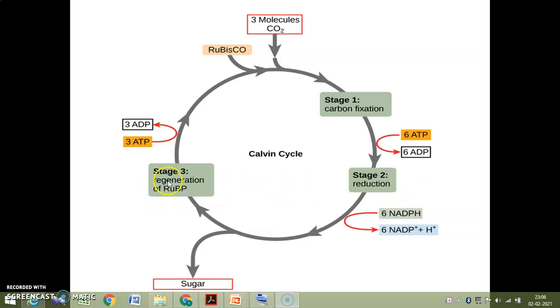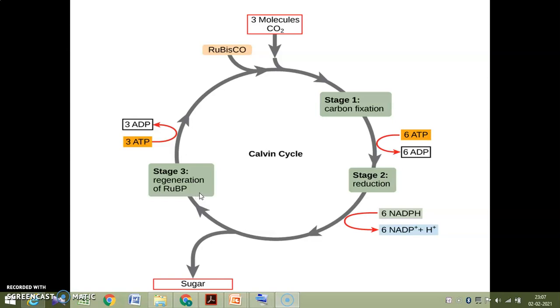Okay, the next one, regeneration of RuBP. Again, regeneration of the carbon dioxide acceptor molecule RuBP is crucial if the cycle is to continue uninterrupted. The regeneration step requires 1 ATP for phosphorylation to form RuBP. Hence, for every carbon dioxide molecule entering the Calvin cycle, 3 molecules of ATP and 2 NADPH are required. So it is probably to meet this difference in the number of ATP and NADPH used in the dark reaction that cyclic phosphorylation takes place.